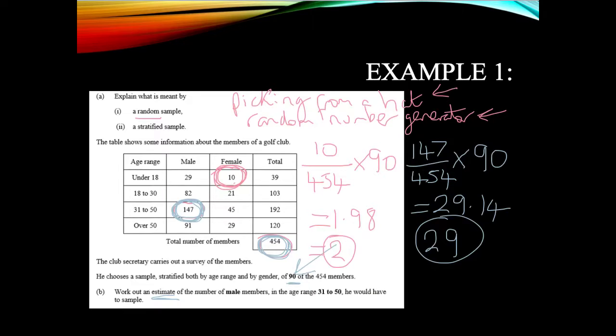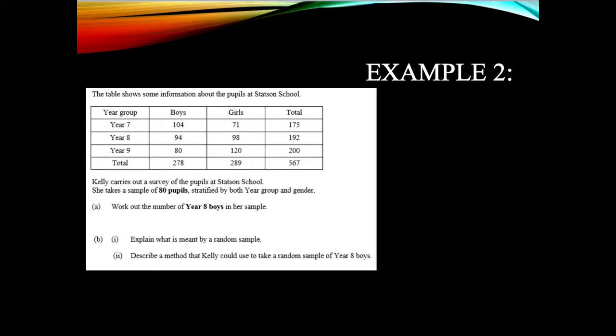And this is the whole point of this. We're trying to keep it proportional so that the same number of people are asked as there are that make up the whole population. Okay, let's look at this second example then.